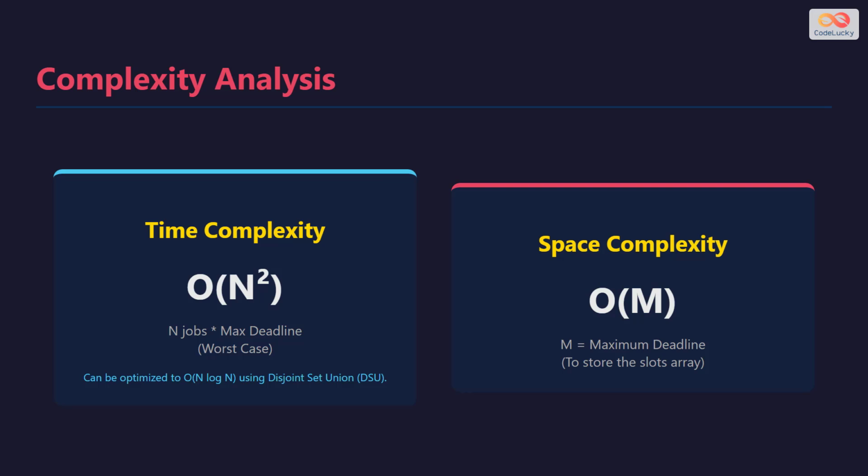Let's talk about efficiency. The time complexity of this approach is generally big O of n squared in the worst case, because for each job, we might scan the entire slots array. However, this can be optimized to n log n using a disjoint set union data structure to find open slots faster. The space complexity is proportional to the maximum deadline.